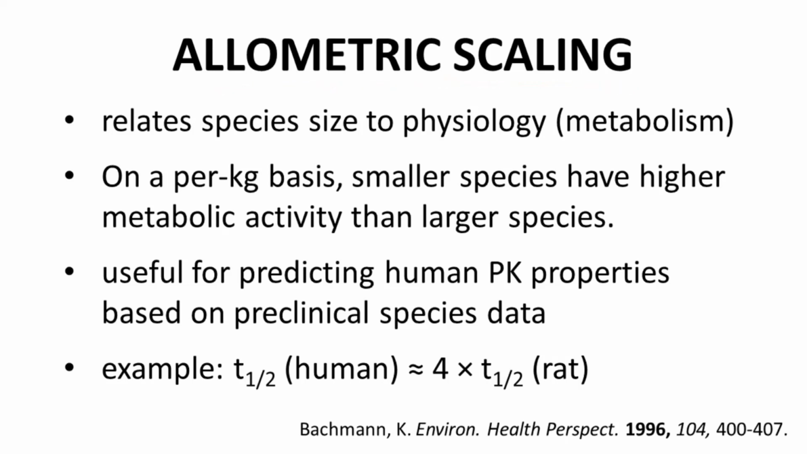Allometric scaling correlates the typical size of an animal species to its physiology and behaviors, which can include metabolic activity. On a per kilogram basis, so kilo for kilo, smaller animals have higher rates of metabolism than larger species. This idea can be used to scale animal PK data to humans. For example, in general, the observed half-life of a compound in humans will be about 4 times larger than the half-life in the rat. While these scaling factors have high uncertainty, they are regardless useful enough for preliminary predictions. Of course, the predictions will need to be confirmed with clinical data at a later time.